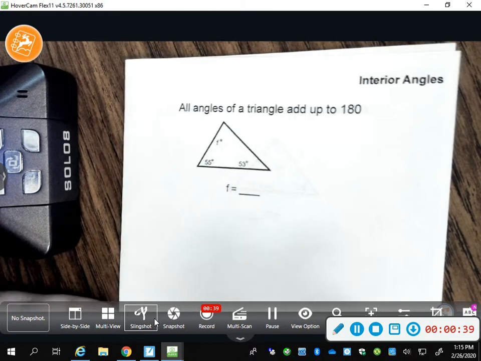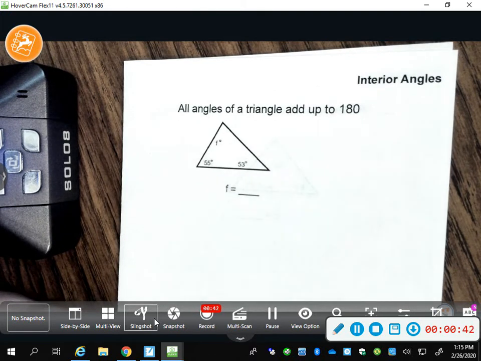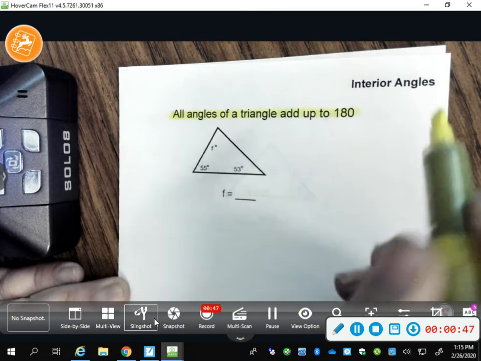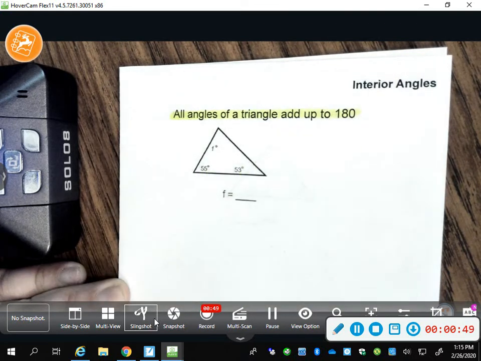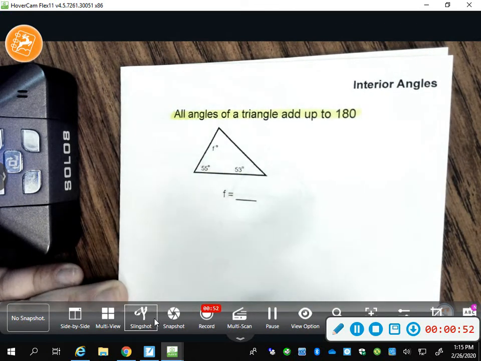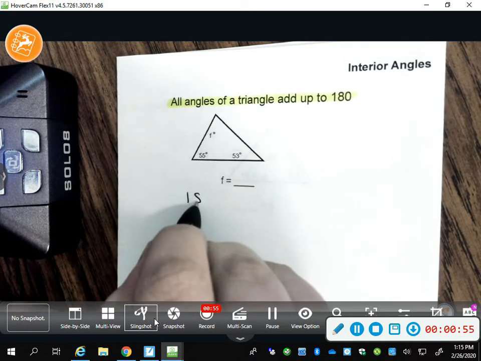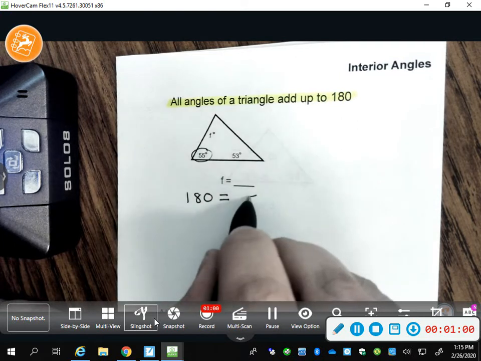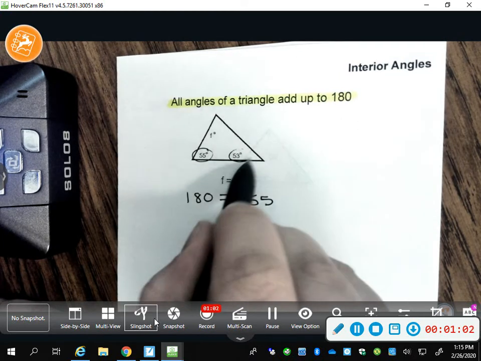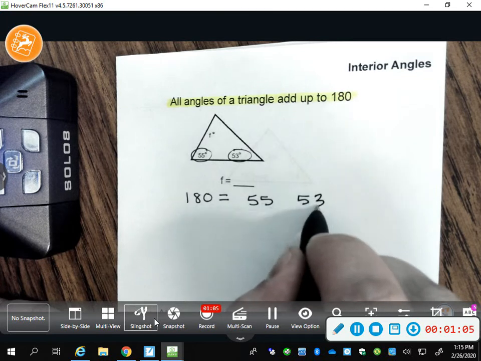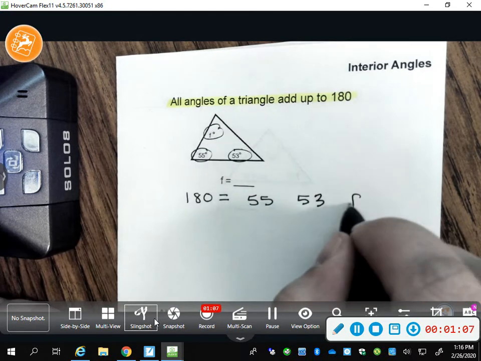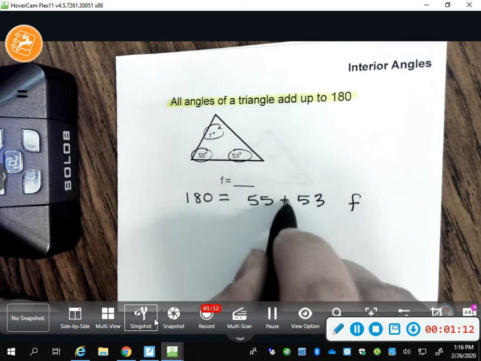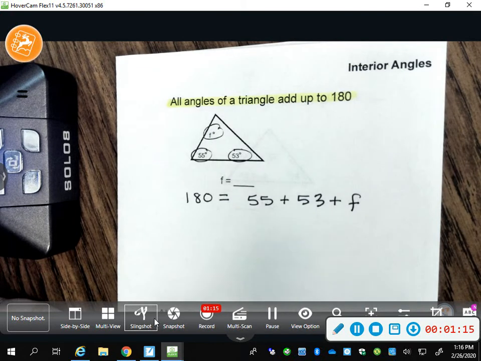We know from 6th grade and 7th grade and even some of 8th grade that all of our angles in a triangle, all three of these angles, add up to be 180 degrees. That means we know that 180 is the same as this angle, 55, plus this angle, 53, plus this angle, angle F. These angles have to add to get to 180. That means we call them supplementary angles.